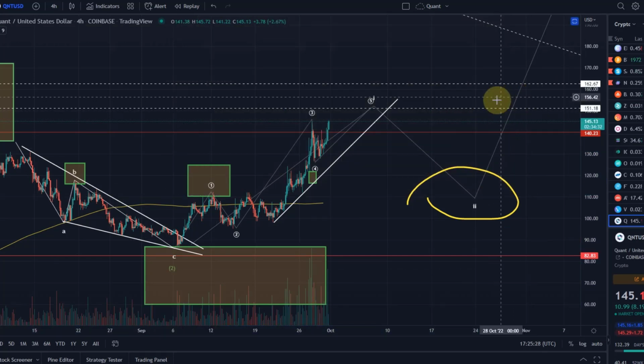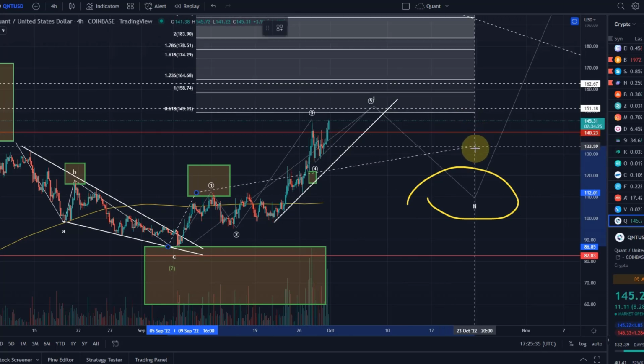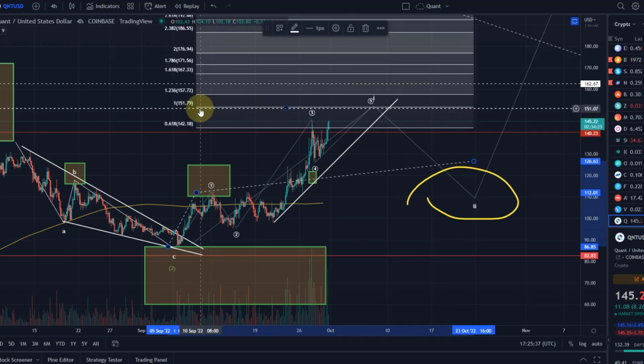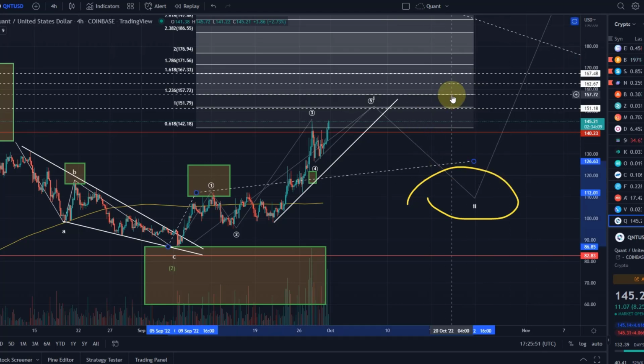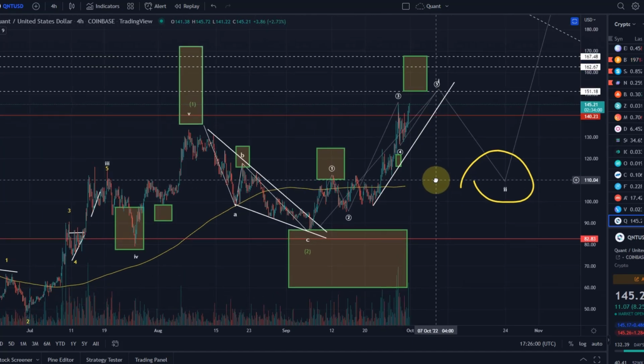Another way of calculating this target is by taking the length of the wave 1 and adding it to the low of the wave 4. And then we get the first target, the 1-to-1 ratio, $151. Second target would then be that $162 level that we just calculated. And then the third target would be the $167 level. That's the 1.618 extension. And this is the area where I would look at Quant to finish. So this is where we're looking.